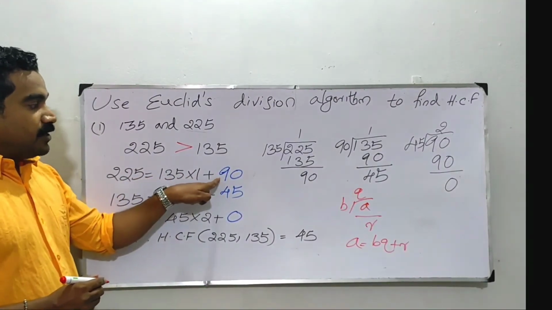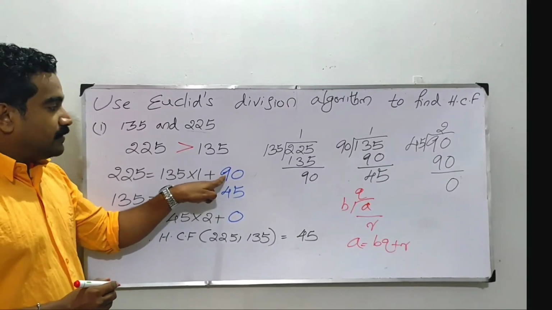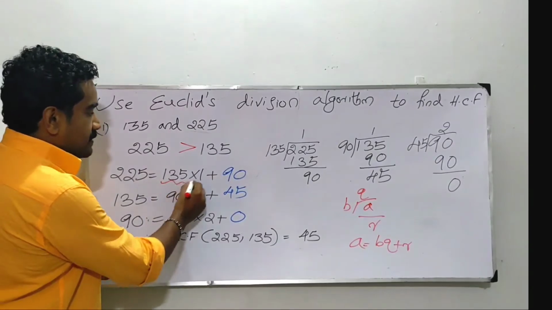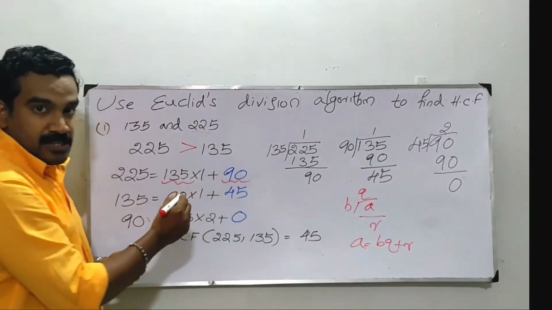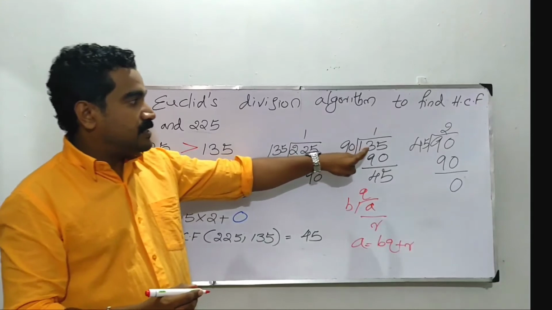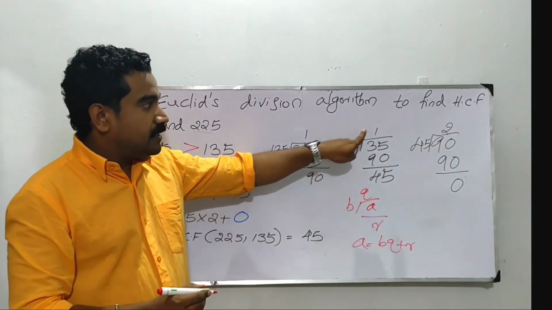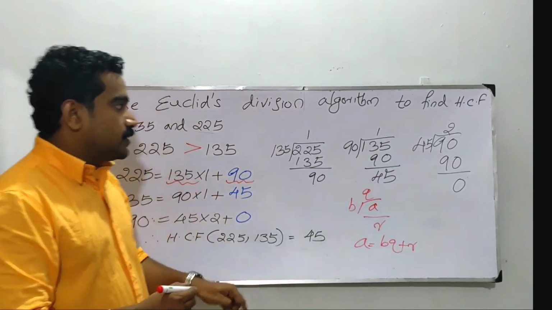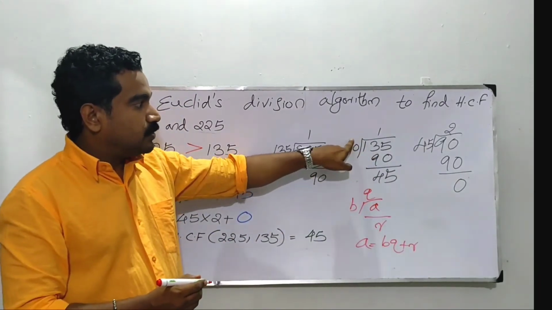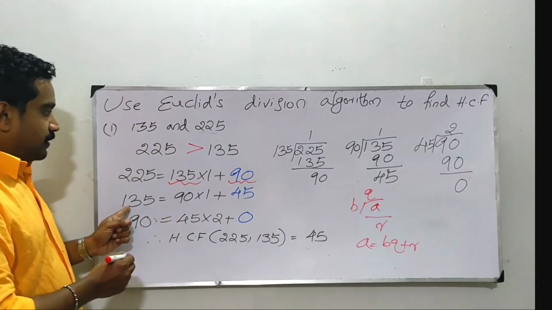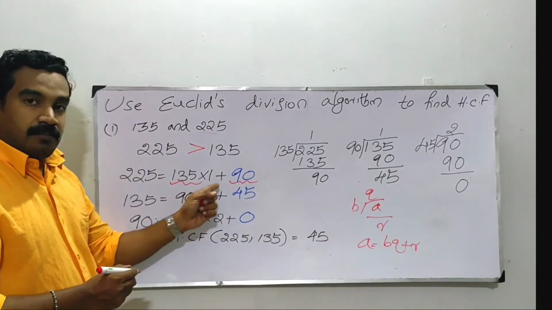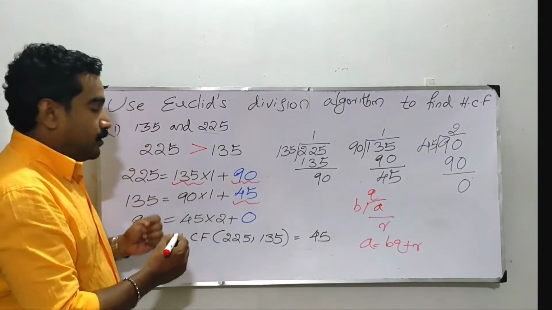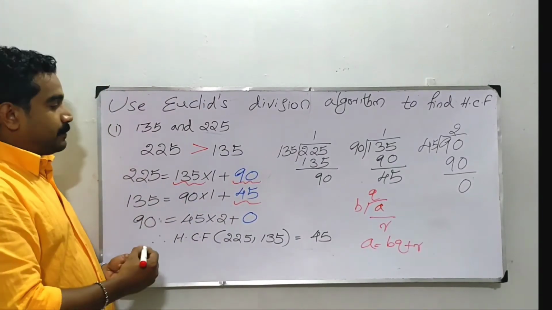You look here. We want to get the remainder as 0. Here the remainder is 90. So we want to repeat this process. Now the new dividend is 135 and the divisor is 90. Then divide 135 with 90. 135 divided by 90, that is 1 time 1 into 90, 90, the remainder is 45. So we can write 135 is equal to 90 into 1 plus 45. Here also the remainder is not 0. Here is a non-zero number 45. So we want to repeat the process again.